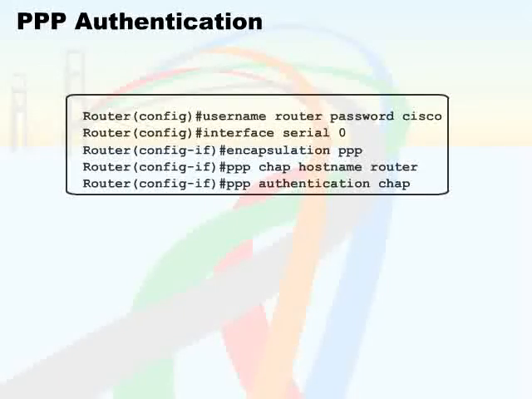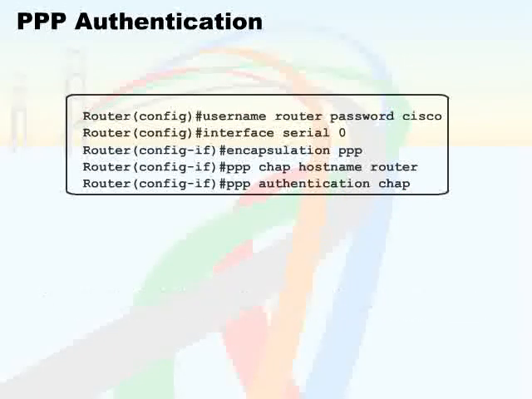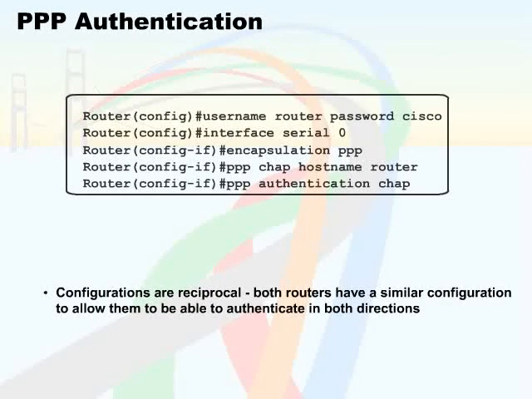But one of the things that you need to bear in mind is that beyond simply changing encapsulation to PPP and setting the authentication to CHAP, you also have to have a username and a password to use for the process. Now, these configurations are reciprocal, meaning that both routers are going to have a similar configuration to allow them to be able to authenticate in both directions.